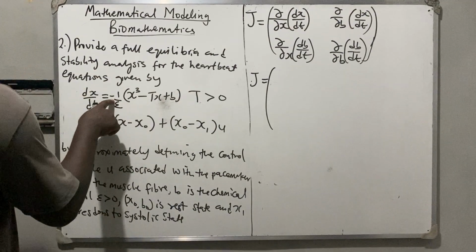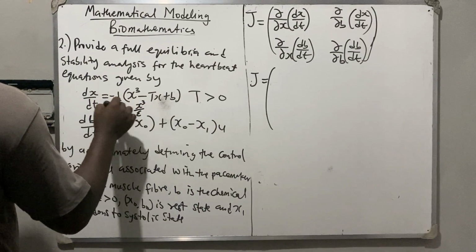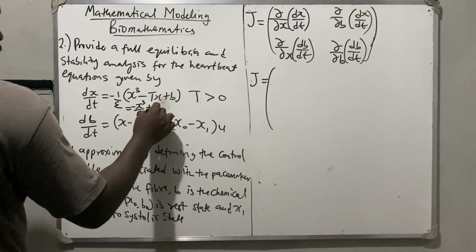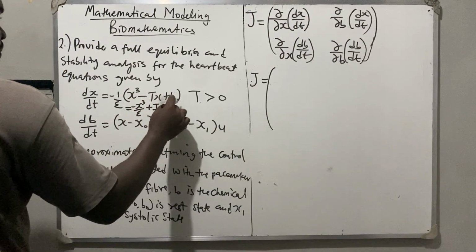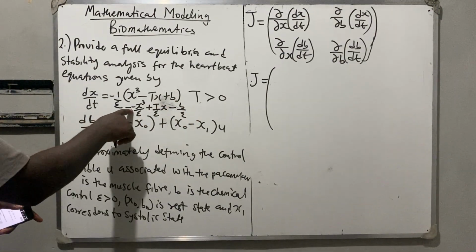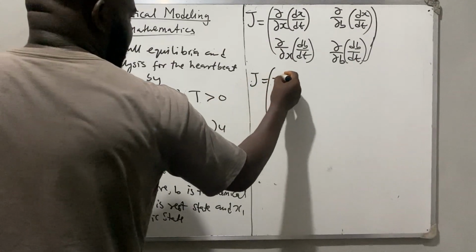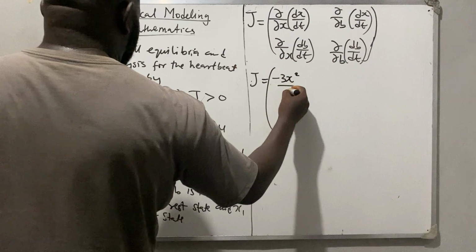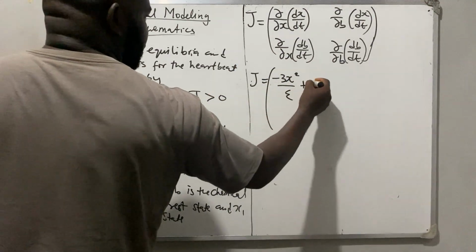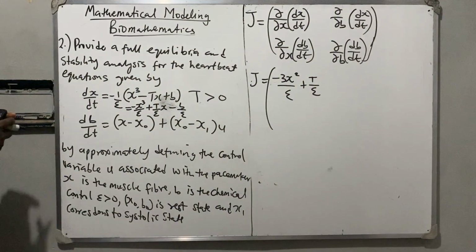Okay? Because if I use this to clear the bracket, I'm going to have x cubed over epsilon minus, then plus, there is epsilon everywhere, plus t over epsilon x, then minus b over epsilon. If I'm differentiating the first one, differentiation says we should multiply by the power and remove one from the power. So I'm going to have minus 3x squared over epsilon for this side. Then for this side, just plus t over epsilon. Okay, so that is what I have for that side.